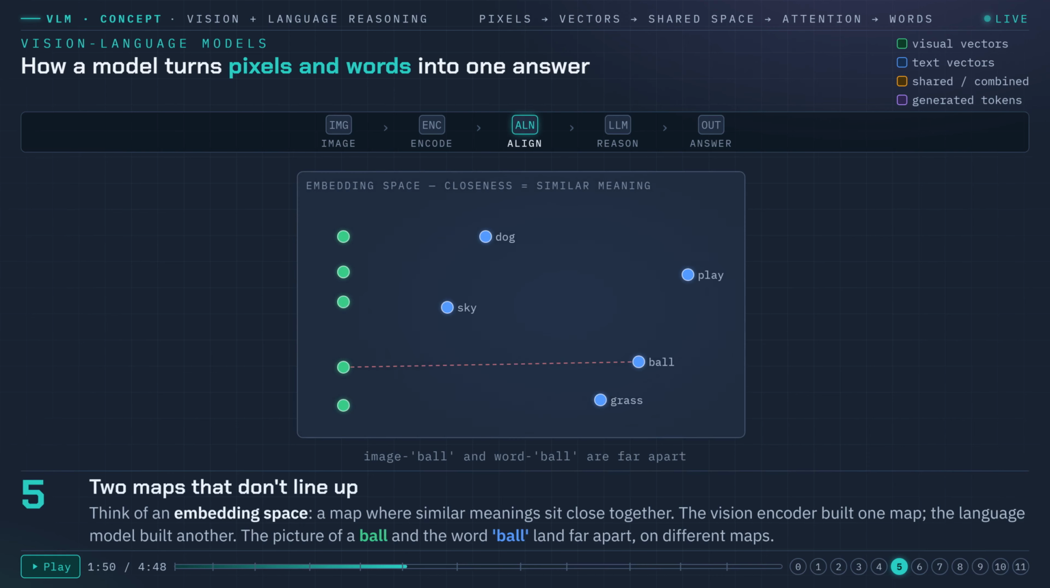Imagine an embedding space, a map where similar meanings sit close together. The vision encoder built one map and the language model built another. On those two maps, the picture of a ball and the word ball land far apart. They simply don't line up yet.